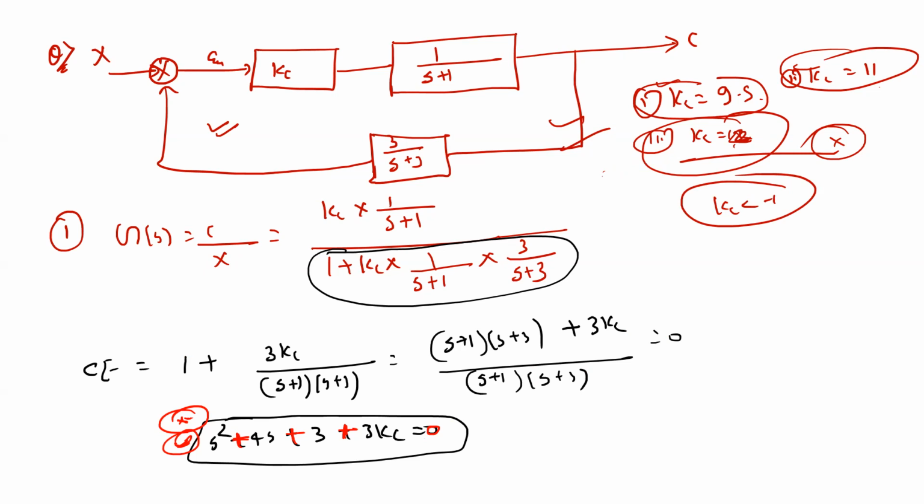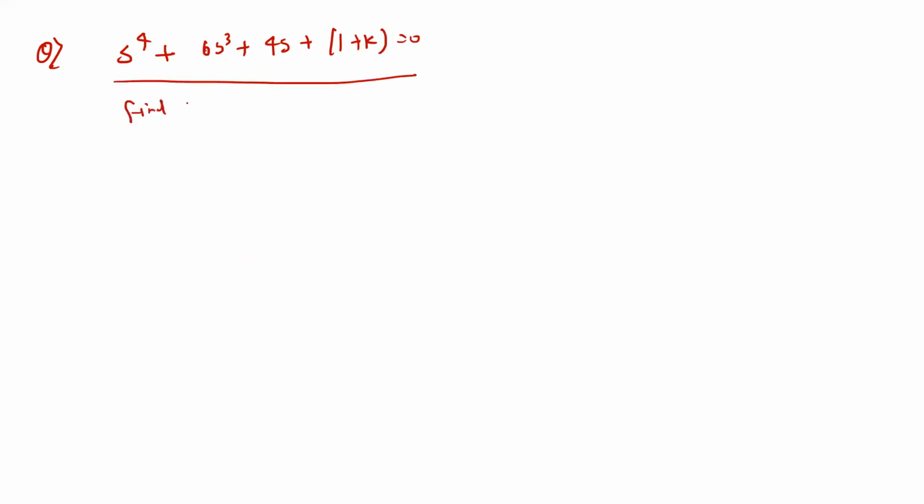If there is no doubt, then you people solve one question from here. One more question that I'm going to give you: S to the power 4 plus 6 S cube plus 4S plus 1 plus K equals 0. Now find the value of K for which the system is stable. Just try to find out here. I'm giving you 2 minutes. Just try to solve it.